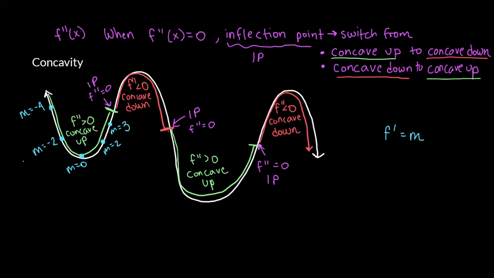And what we see here is that for this little section where the graph is concave up, the slope of the graph starts off negative, and then it's increasing to a smaller negative number, then it's increasing to 0, increasing from 0 to 2, and then from 2 to 3. So when the graph is concave up, the first derivative, or we can think of that as the slope, is increasing.